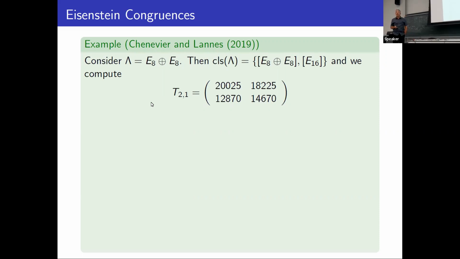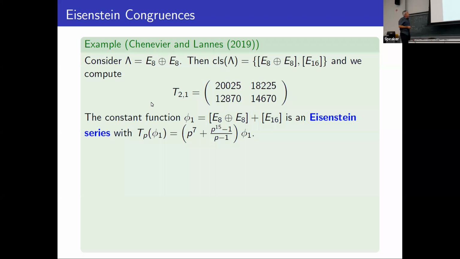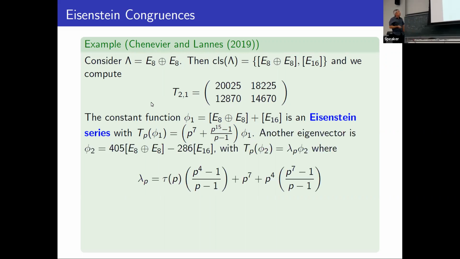So we have E8 plus E8 and E16, and we can compute, again, just the matrix of the Hecke operator at 2. In this case, we can't compute much further, but the Hecke operator at 2 is enough. The constant function is an Eisenstein series. And we have another eigenvector with coefficients 405 and minus 286. And again, one can check that it comes from a classical modular form, specifically the discriminant. So we really get a relation between tau of p, the Ramanujan tau function, and our Hecke eigenvalues.